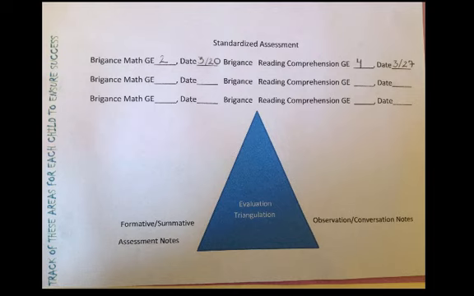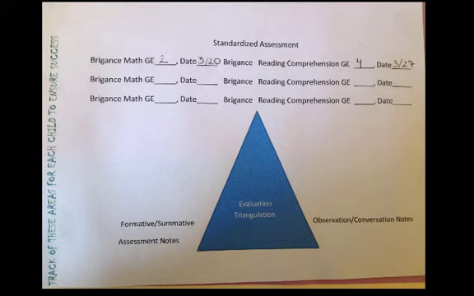Triangulation for evaluation means that in order to determine the grade equivalency of a particular student, all 3 points must be taken into consideration: formative and summative assessments, assessment notes, and observation conversation tools. For example, the student may be able to demonstrate the correct procedure for solving improper fractions in class, but may test at a lower level than what they are demonstrating, or vice versa.